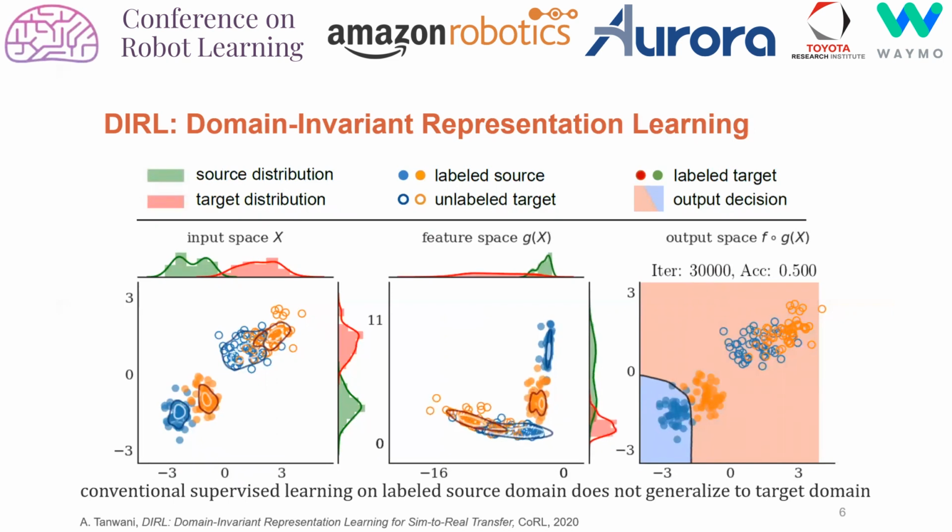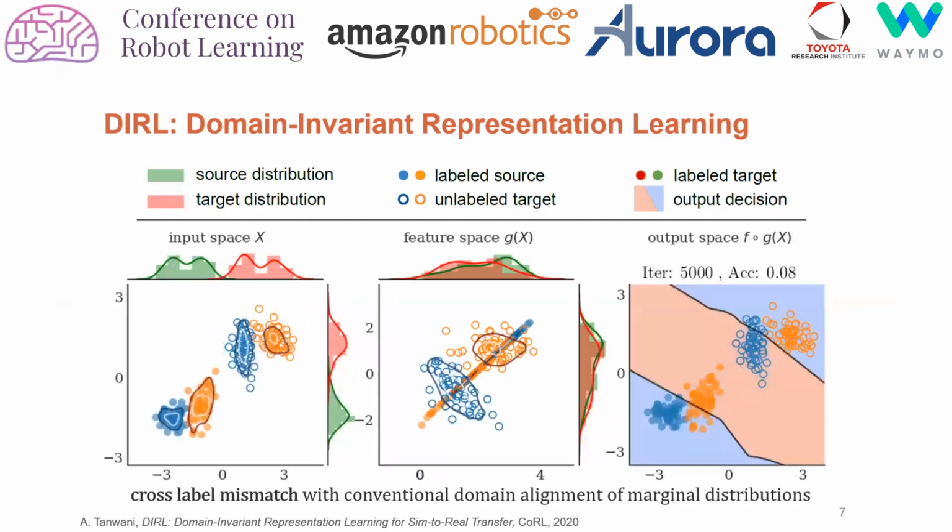Filled circles represent labeled examples, while empty circles are unlabeled examples. In the conventional supervised learning scenario, we see that the decision boundary in black on the right plot fits well to the training data, but does not generalize well to the target data drawn from a different distribution.